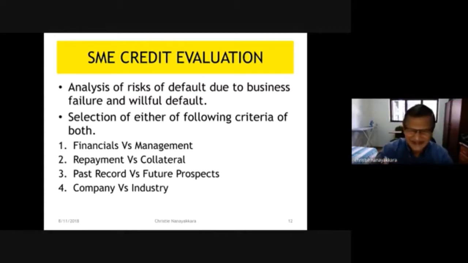Then he will really reveal a figure. He will tell a daily sales amount. He will tell the average daily sales amount.